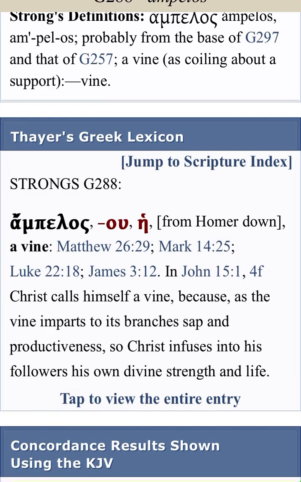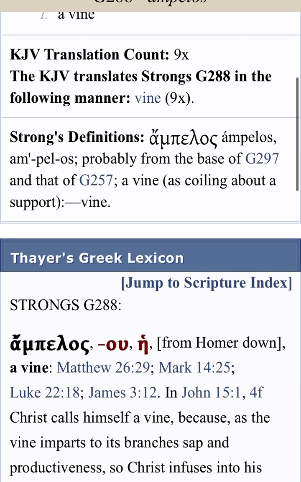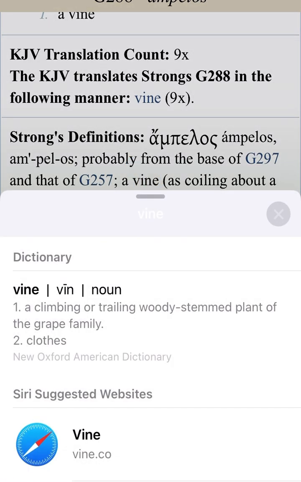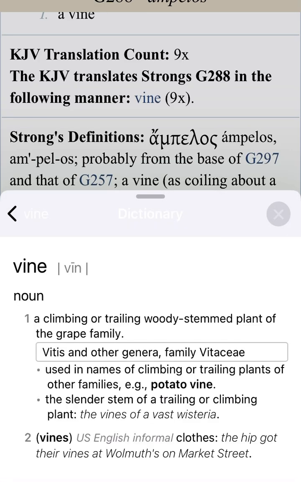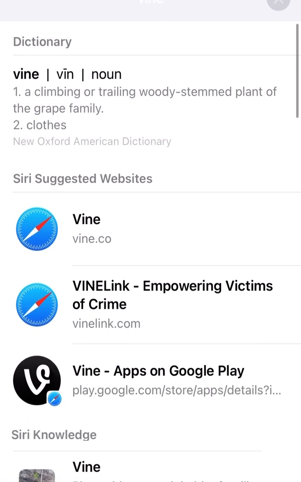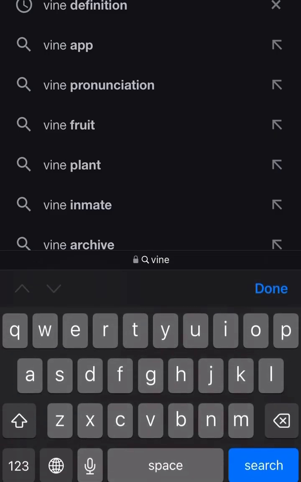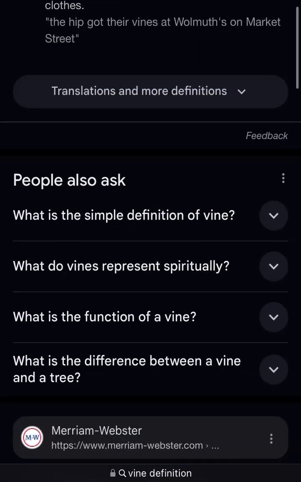Let me get the definition of vine real fast. It says vine: a climbing or trailing woody-stemmed plant of the grape family. All right, we got the definition of vine.